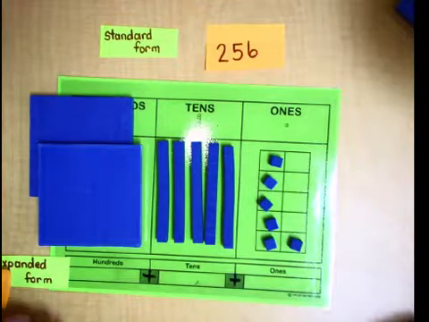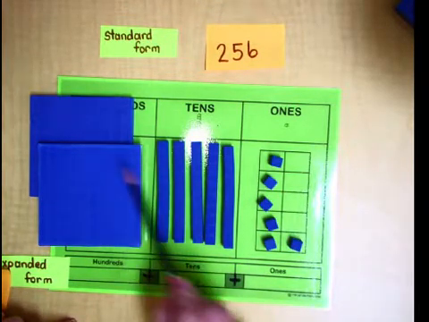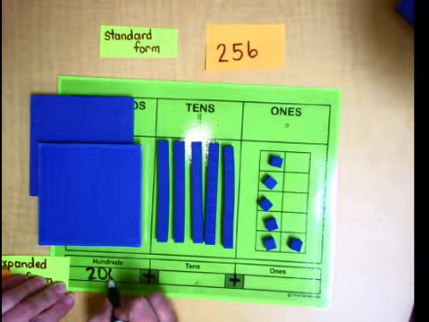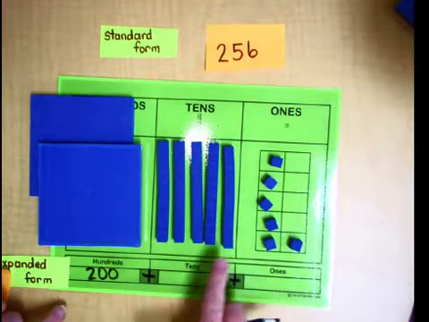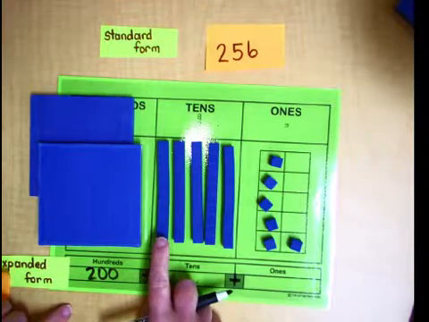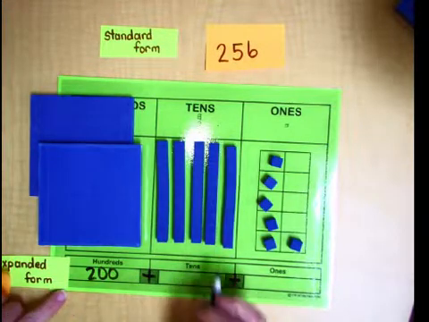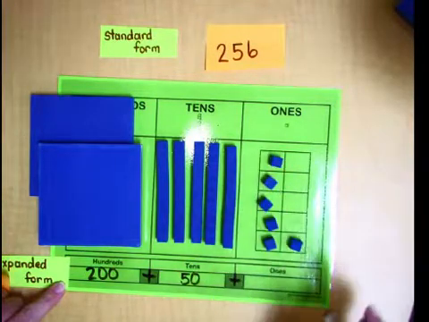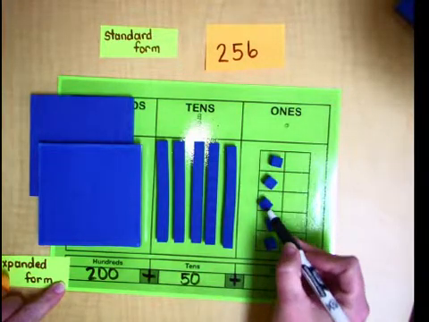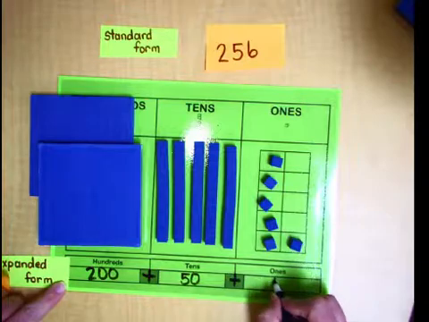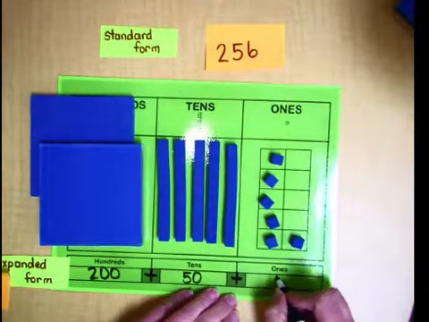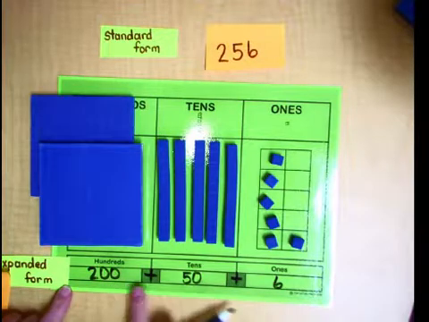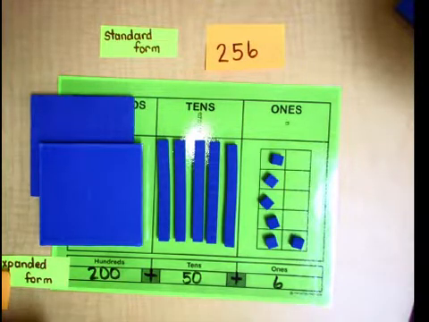So now let's count this. 100, 200. So that hundreds place is worth 200. The tens place, let's count them. We'll count by tens. 10, 20, 30, 40, 50. And the ones place just has 6. 1, 2, 3, 4, 5, 6. We'll count by ones since it is in the ones place. So here is our expanded form. 200 plus 50 plus 6.